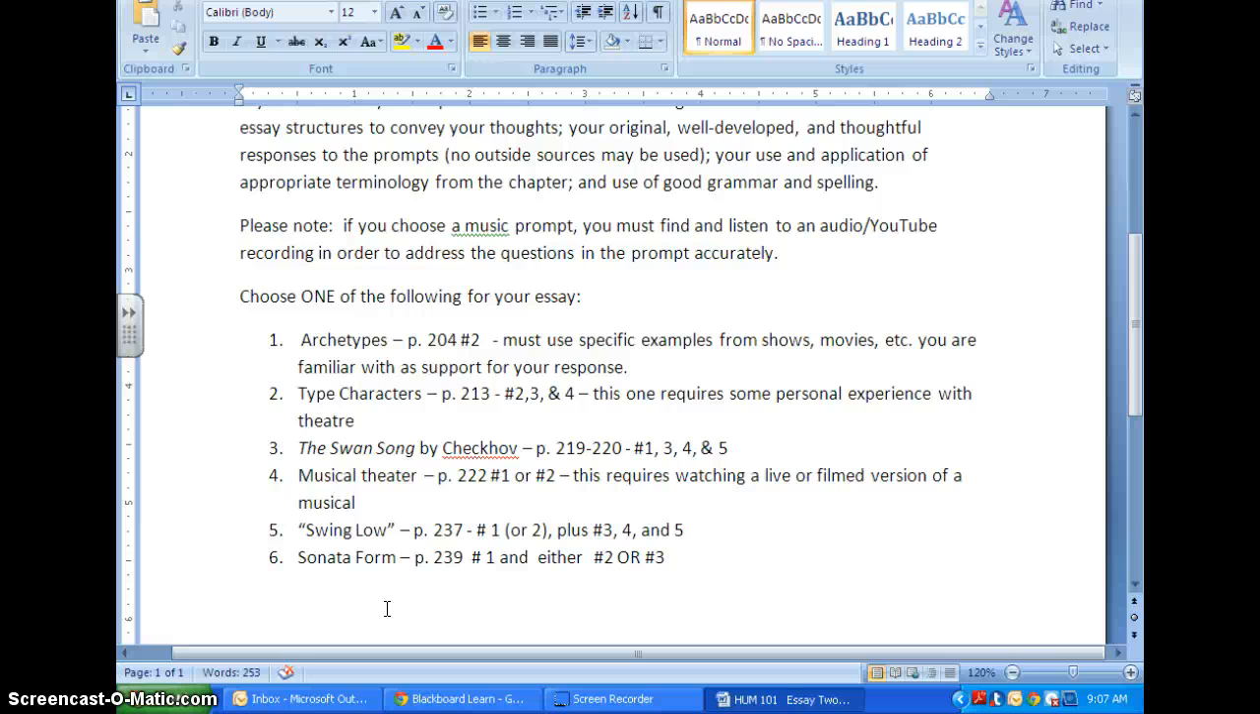Phantom of the Opera is a Broadway musical that was made into a movie. That might work. The better thing is if you can get a filmed version of it as staged in Broadway, which I don't know how many of those they have. So if you have access to a live one or a filmed version, Sound of Music is somewhat of a filmed musical made into a movie, you might be able to answer the questions adequately with something like that.